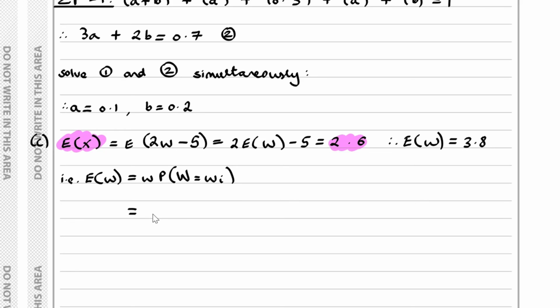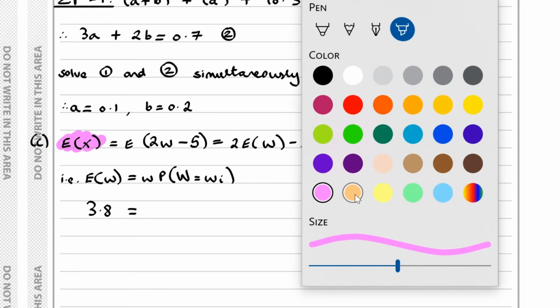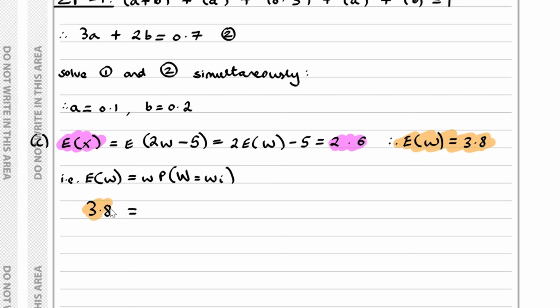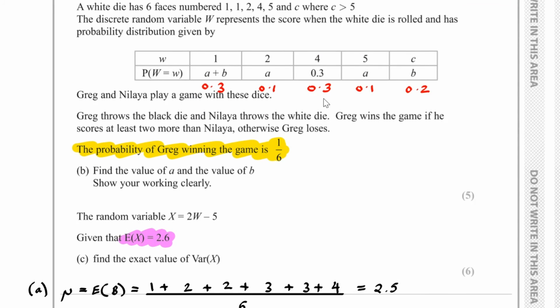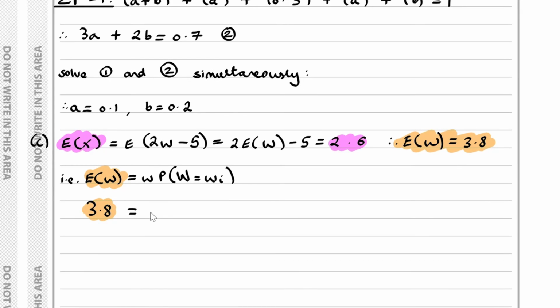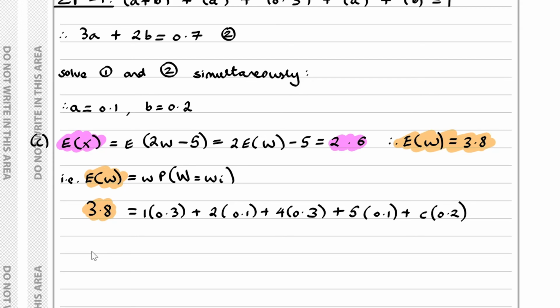Okay, so we have 3.8 over here. Again, sorry, if we do this in a different colour, we have this over here, the 3.8, and this is equal to w lots of these probabilities. So we have 1 lots of 0.3 plus 2 lots of 0.1 plus 4 lots of 0.3 plus 5 lots of 0.1 plus c lots of 0.2. And if we form an equation, hopefully you can see that we have 0.2c equals 1.6, and therefore c is equal to 8.